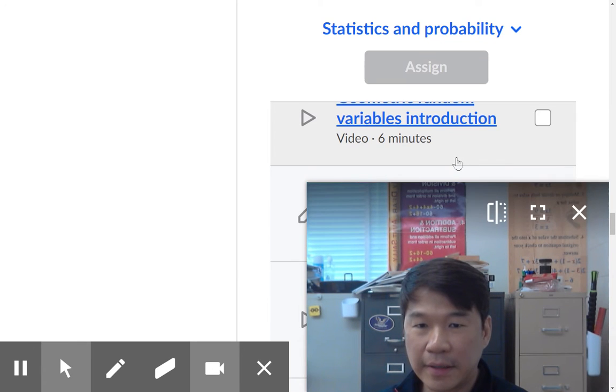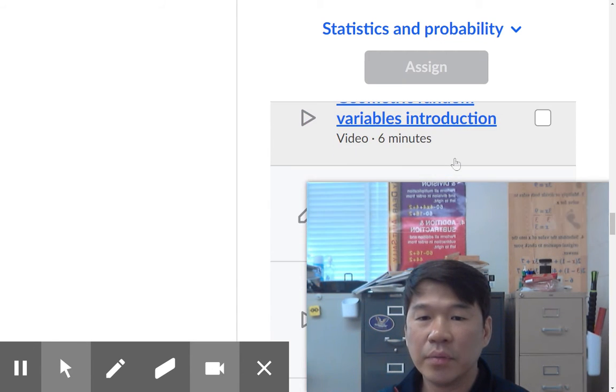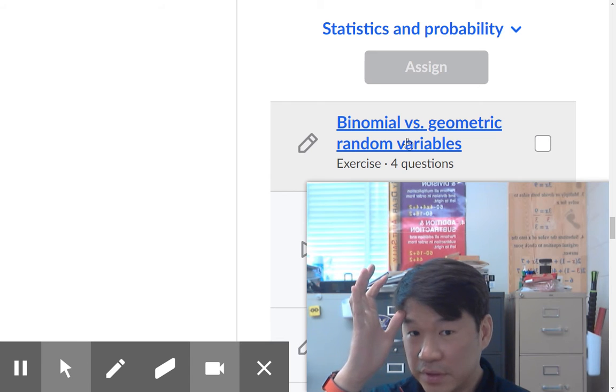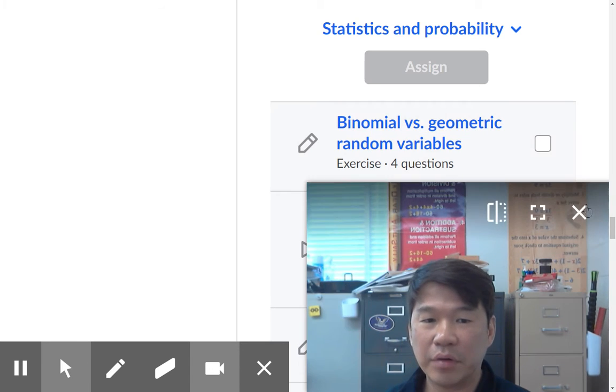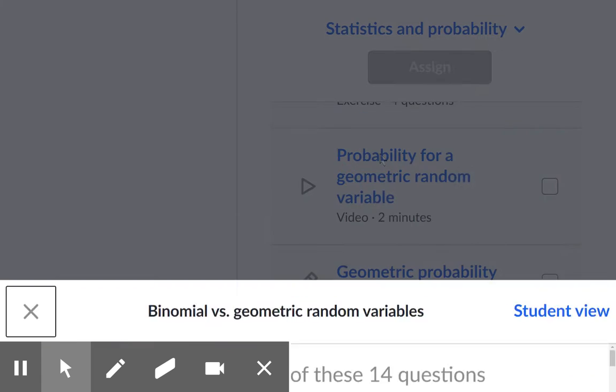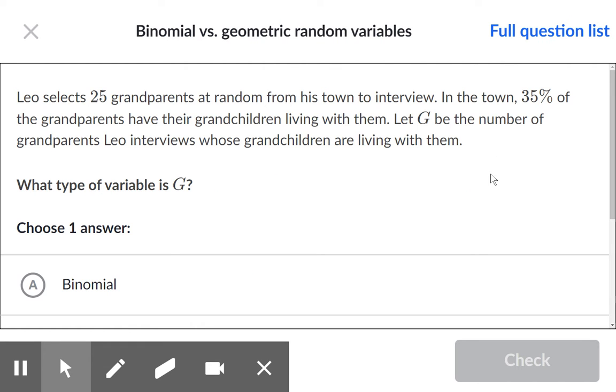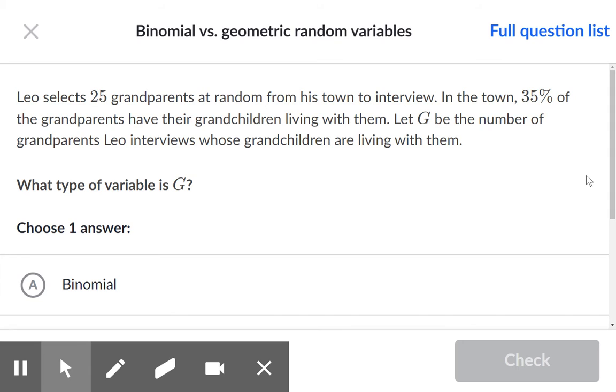Hi class. So today we are going to be doing this one, right? Binomial versus geometric random variables. This exercise is not difficult, but before we start, you have to understand the difference between binomial versus geometric random variable. So let's do a quick recap.